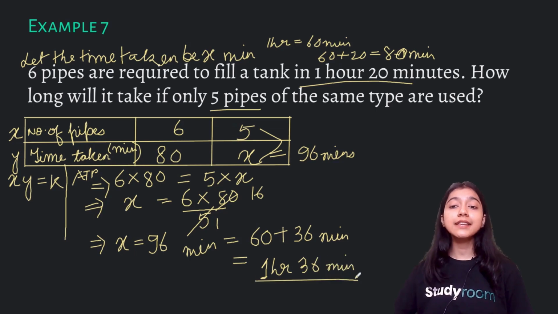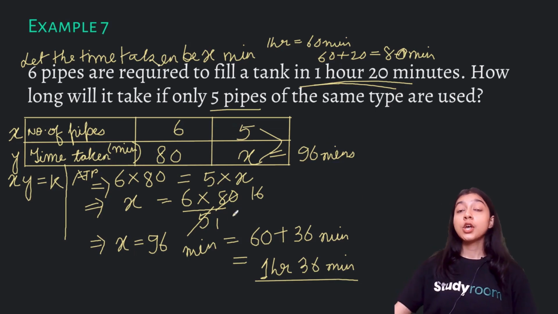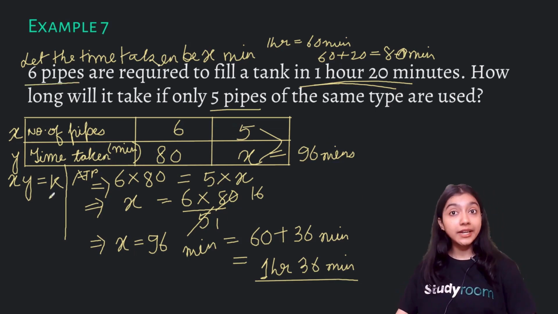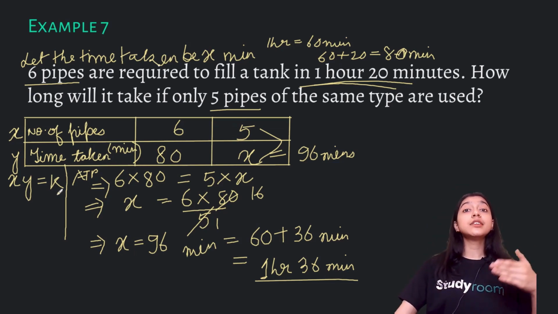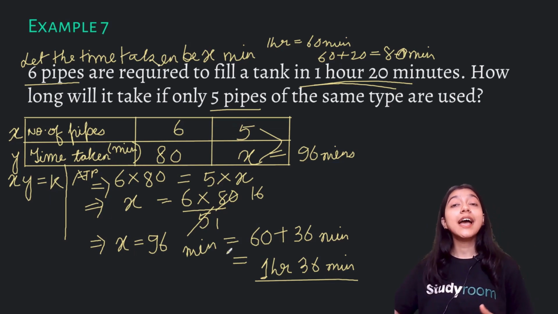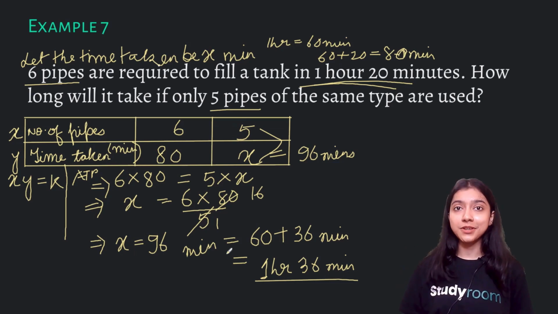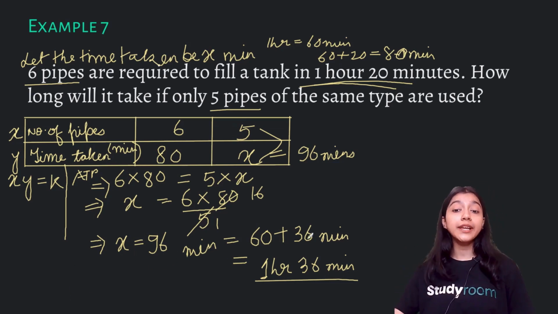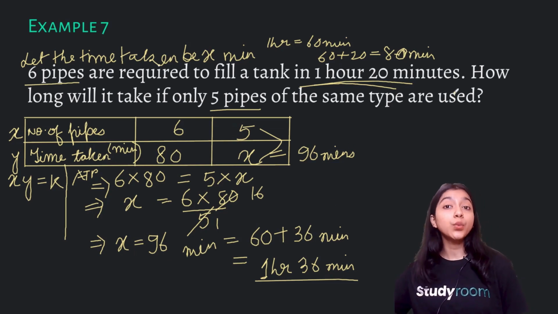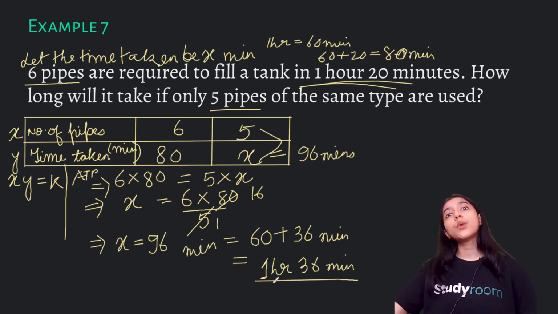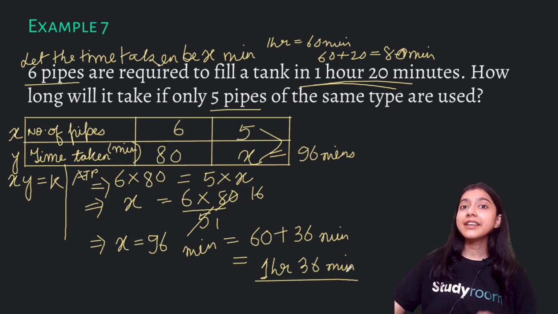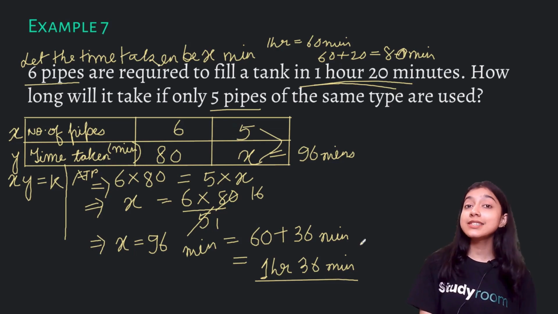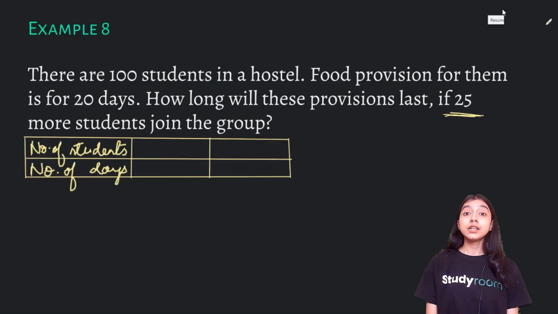Just observe the final answer and this 1 hour 20 minutes. What is happening? When we had 6 pipes, the time was 1 hour 20 minutes. Now the number of pipes has reduced to 5 and the time taken has increased to 1 hour 36 minutes. So it is taking 16 minutes more, because earlier it was taking 1 hour 20 minutes and now it is taking 1 hour 36 minutes. So the time taken has increased by 16 minutes when the number of pipes has reduced. This is the way of solving these types of problems.